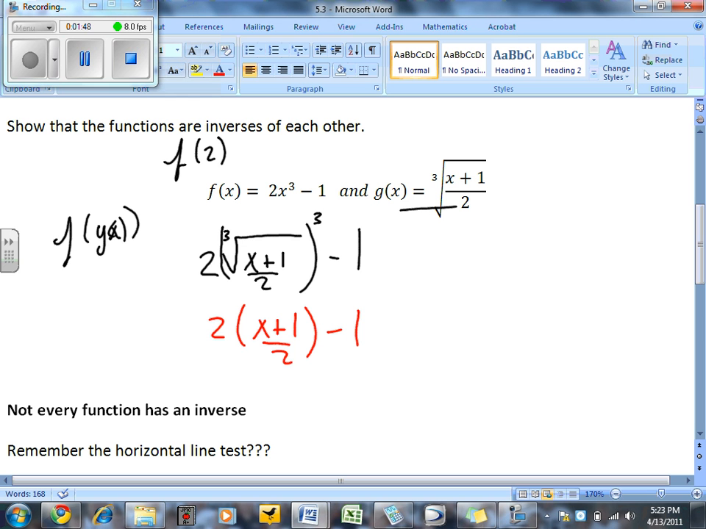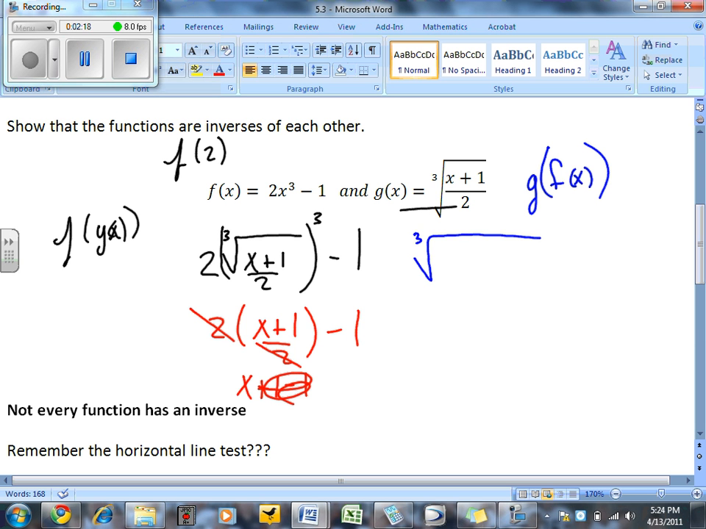If I distribute it through, or actually I could just look diagonal and cancel out, right? So now I have x plus 1 minus 1, which is just x, so that's good. That fulfilled half of our definition in order to be an inverse. Now all we have to check is if g of f of x equals x. Anywhere I see an x in g of x, I have to plug in f of x.